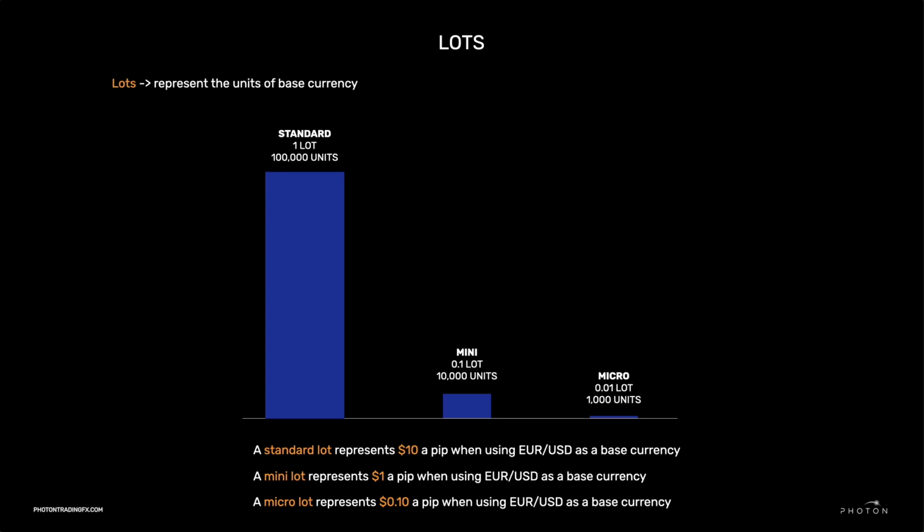Now, if you want to buy 100,000 euros with US dollars, you would buy one lot of euro dollar. But some of you are probably wondering how on earth a small trader like yourself can possibly trade such large amounts of money. Well, let me introduce you to the wonderful and powerful world of leverage and margin trading.